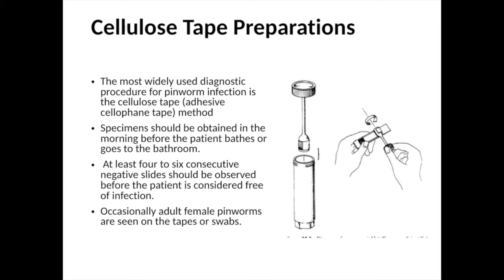Scotch tape as well as anal swabs are widely used in the anal region before the patient goes to the bathroom. To consider a specimen negative, at least 6 consecutive negative slides should be observed before the patient is considered free of infection. Sometimes the adult female can be seen under the microscope on the tapes or swabs.